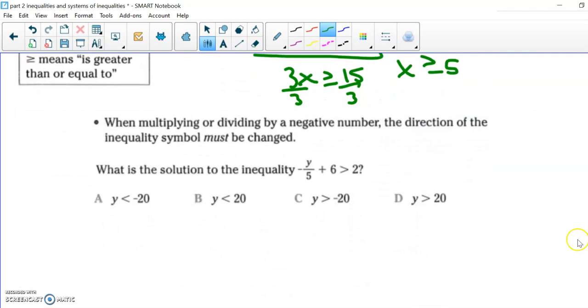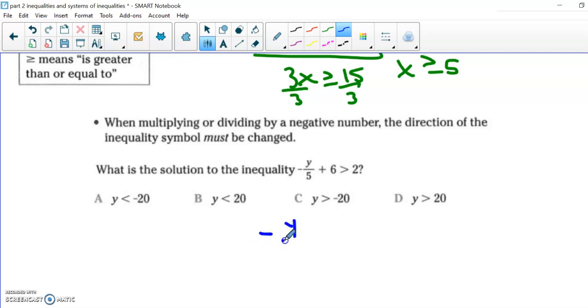Now you know what's coming. There's an exception. When you multiply or divide by a negative number in an inequality, you do have to flip the sign. So as soon as I realize I'm multiplying or dividing by a negative number, I'm flipping that sign so I don't forget. So let's go ahead and practice this one.